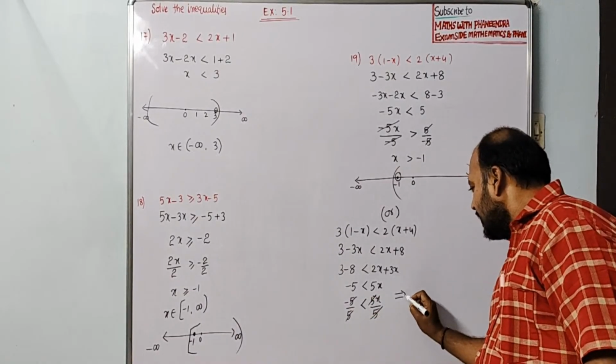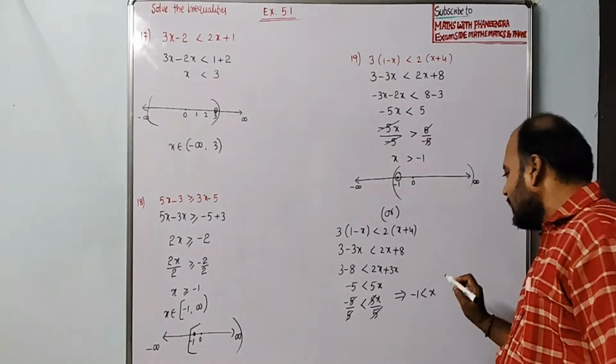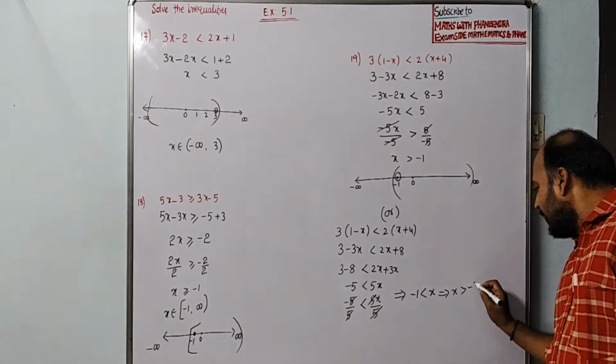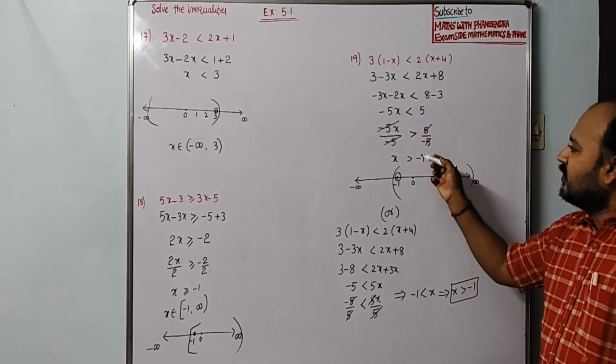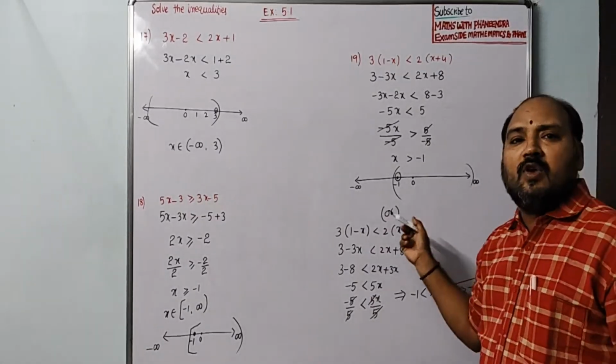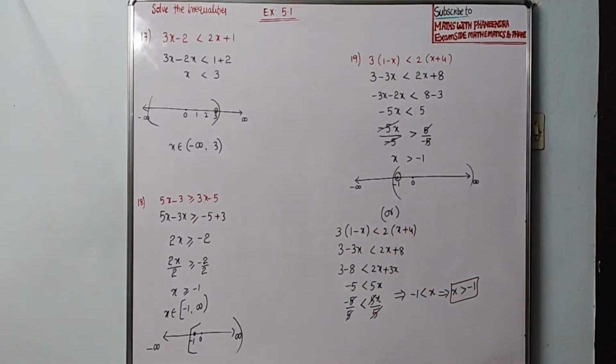So it implies that minus 1 is less than x. Minus 1 is less than x represents x is greater than minus 1. We already showed it in the real number line. This solution only will come here, students. I hope you understand. We will move to another set of questions.